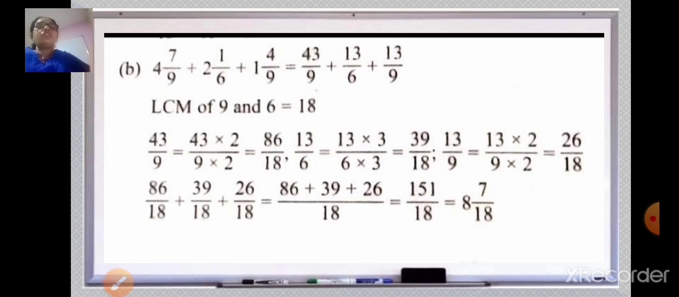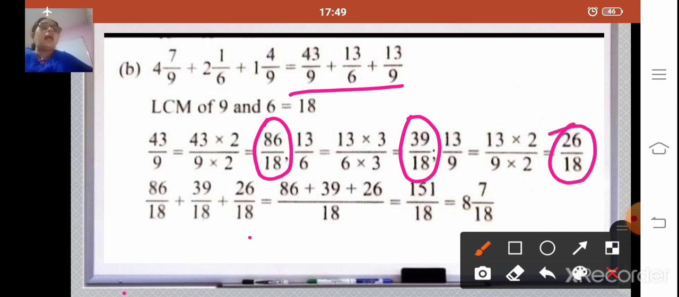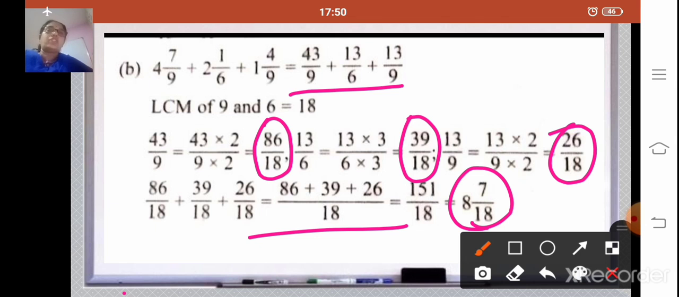Now the solution to that same sum is given here in this slide. You can just check if you have any doubt with this. First thing is we converted it into improper fractions. Then we changed all the fractions to like fractions. And then we added it and then changed it into a mixed fraction.